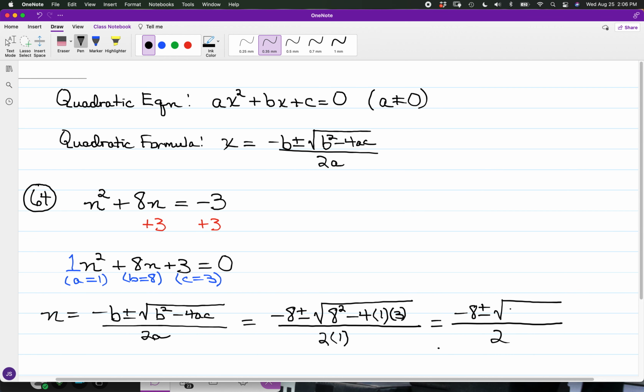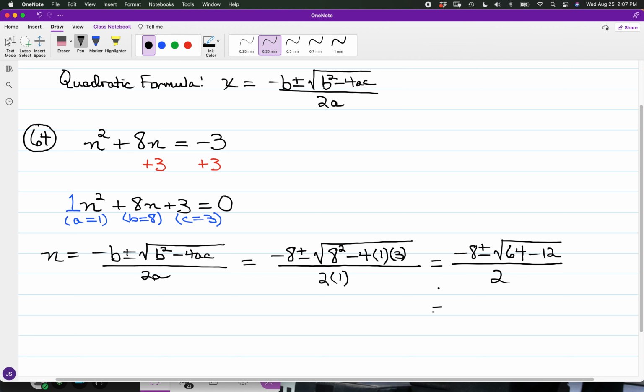8 squared, 8 times 8 is 64, and being careful with the minus 4ac portion: negative 4 times 1 is negative 4, and negative 4 times 3 is negative 12. So we have negative 8 plus or minus the square root of 52, all over 2.